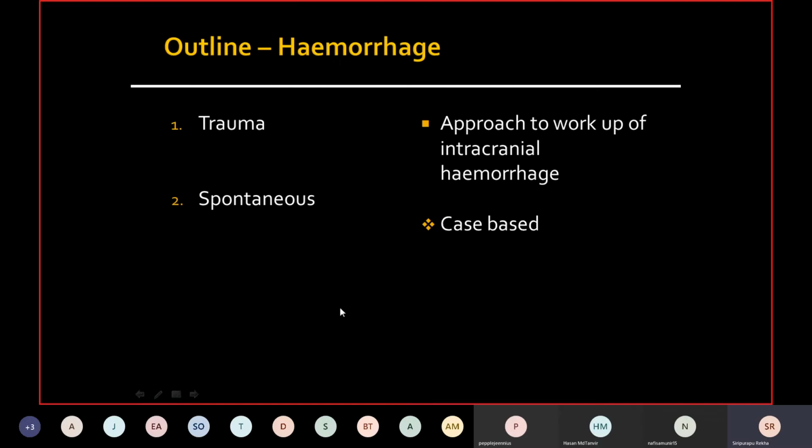I'm going to talk about it in two sections. The first half hour or so, we're going to look at trauma. And then the next 25 minutes, we'll look at spontaneous hemorrhage. I would also like to go through the approach to the workup of intracranial hemorrhage. We'll do this mainly as a case-based approach, predominantly in the context of spontaneous hemorrhage. So that's the basic outline.